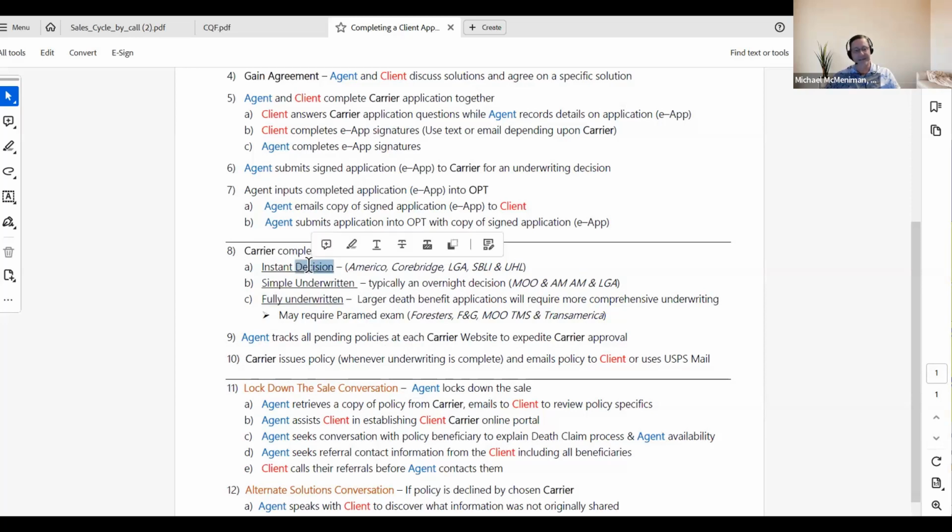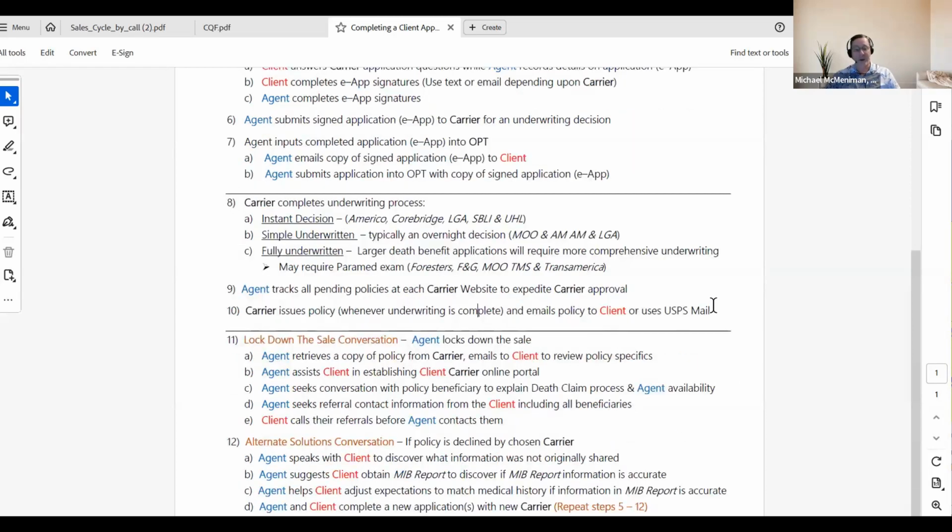Okay. So instant decisions while you're on the phone, simple underwritten, usually 24 to 48 hours later, fully underwritten, usually about a week to 2 weeks, sometimes months, if they have trouble getting medical records from their primary care physicians or their referred specialists. Now, once the policy is issued, then you need to have a conversation with the client to lock down the sale. That means you're reinforcing the reason you did it.